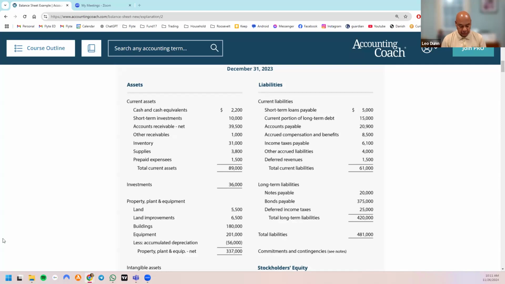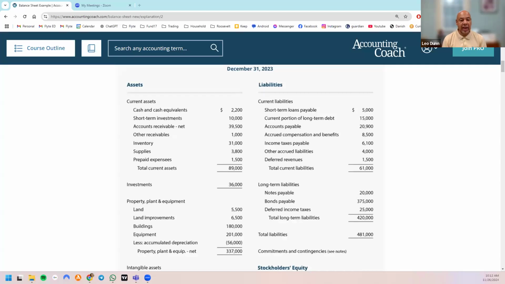And so these items, with the exception of land, are said to be depreciable, which means they are expensed on your profit and loss statement over a period of time, which is said to reduce their book value. So these assets that we see listed here have been depreciated by $56,000. So that has reduced their value for book purposes only by $56,000. And so your property, plant, and equipment total is $337,000.